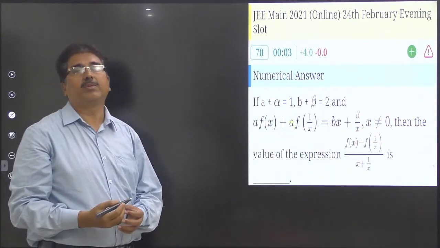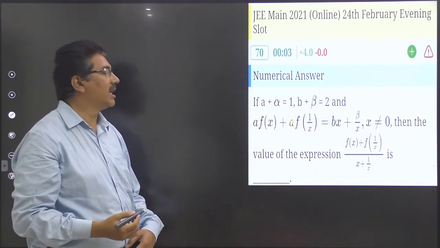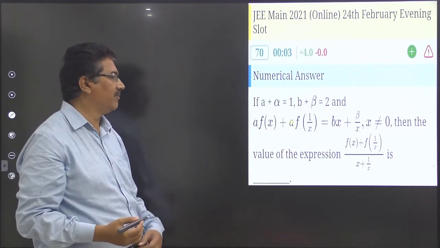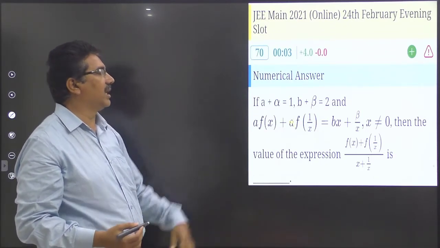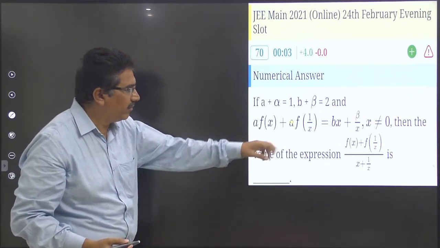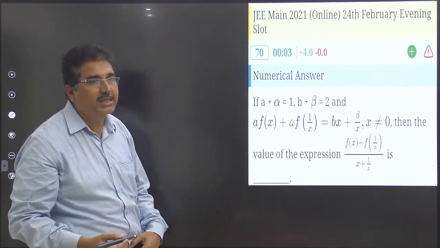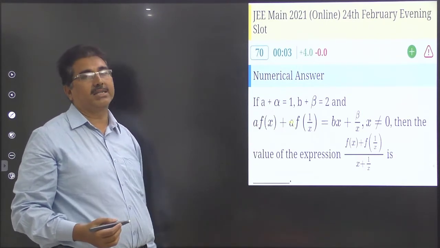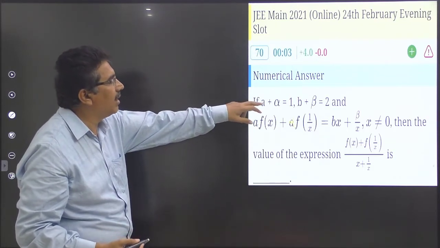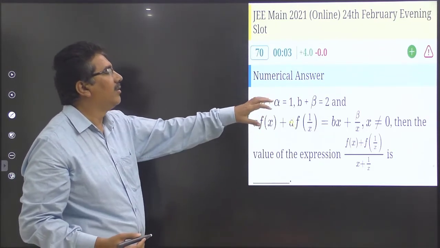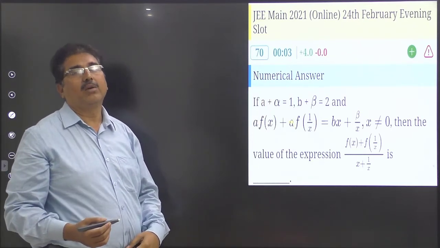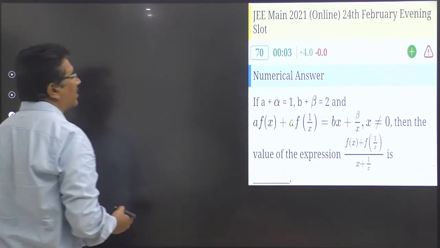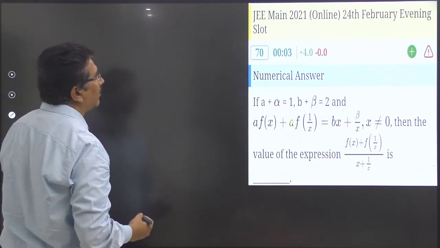Then the value of the expression (f(x) + f(1/x)) divided by (x + 1/x) is? Observing the question, the required value is (f(x) + f(1/x)) / (x + 1/x). By eliminating a, alpha, b and beta from the given equations, we get the required value. Right, how to eliminate the constants a, b, alpha and beta.